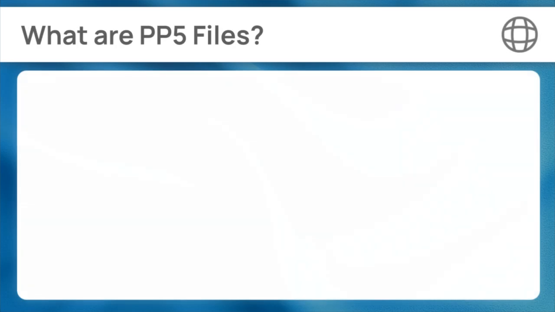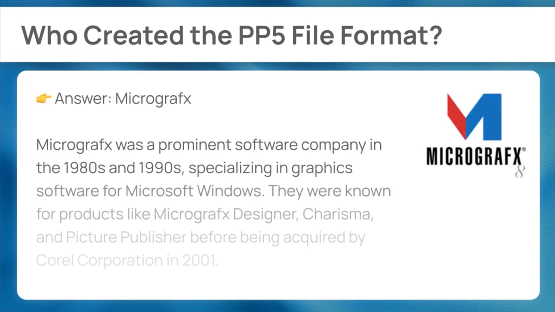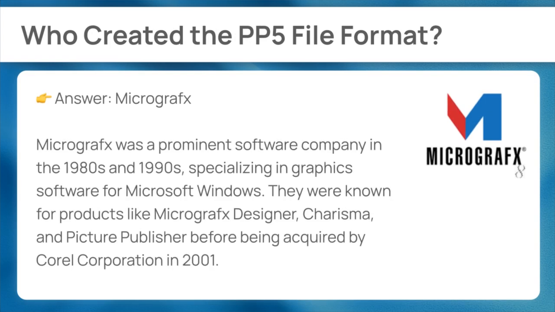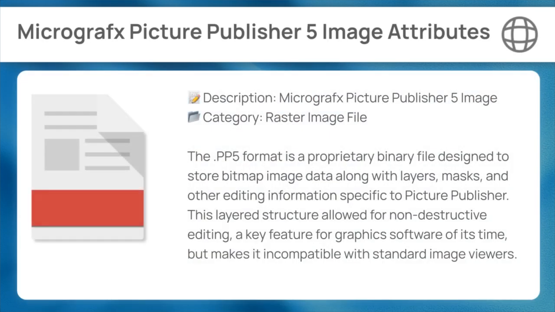A PP5 file is a raster image created by Micrografx Picture Publisher 5, a popular image editing application from the mid-1990s. Users typically find these files in old archives and need to open them to view or convert legacy photos and graphics into modern formats like JPG, PNG, or TIFF. The PP5 format is the proprietary binary file designed to store bitmap image data along with layers, masks, and other editing information specific to Picture Publisher.